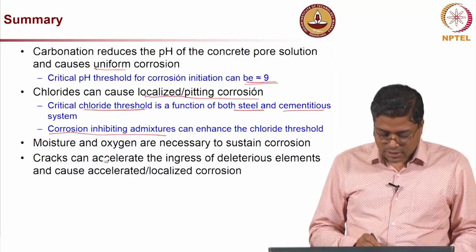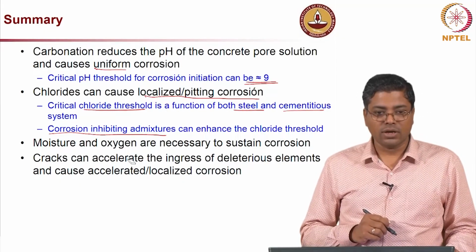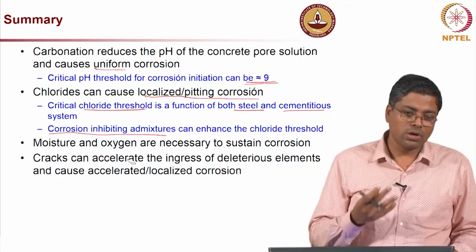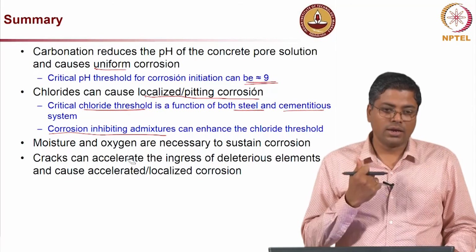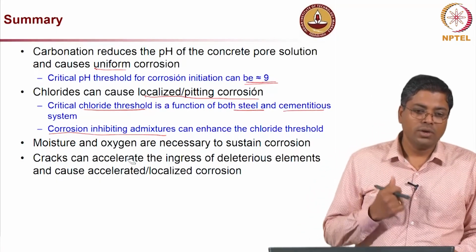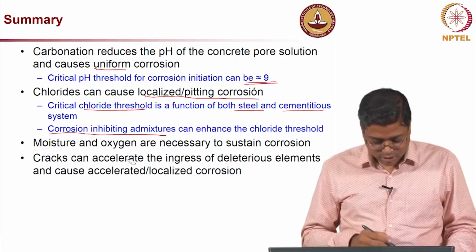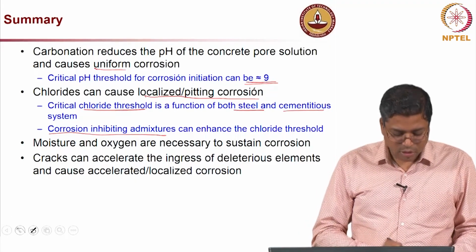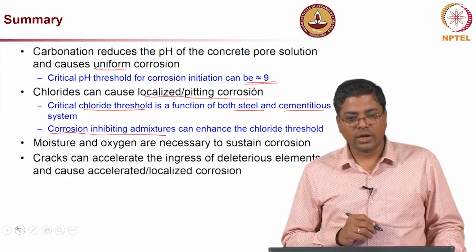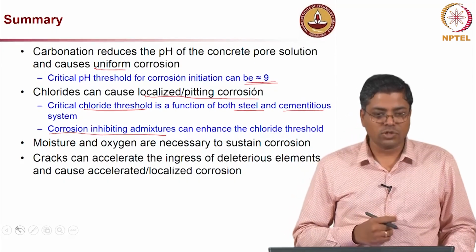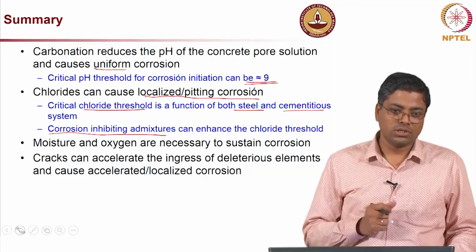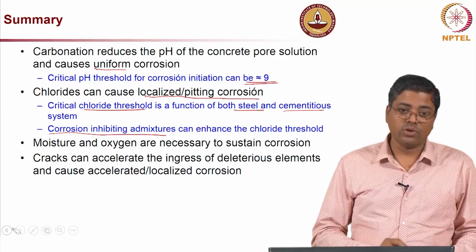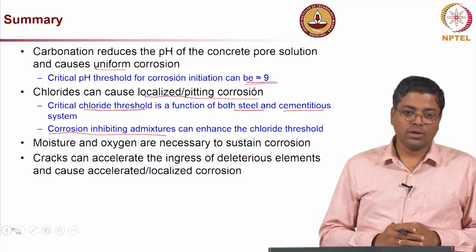Now, cracks can accelerate the ingress of deleterious elements. Chloride, carbon dioxide, oxygen, moisture, all these can penetrate through the crack and reach the steel surface at an earlier time, which will lead to localized corrosion. I think with that we will stop this lecture. In the next lecture we will look at different types of steel reinforcement available and what precautions are to be taken when we use those kinds of advanced steel reinforcement which claim better corrosion resistance.